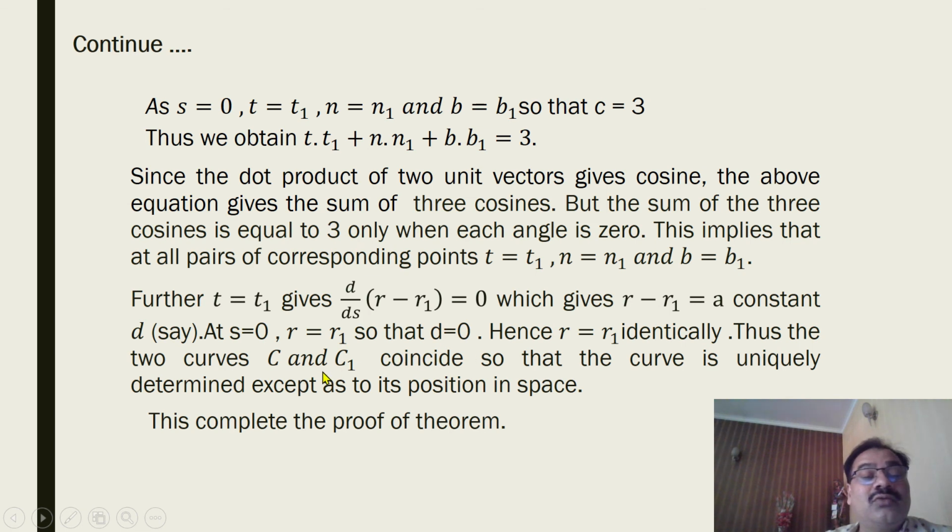Thus, the two curves C and C1 coincide, so that the curve is uniquely determined except as to its position in space. This completes the proof of the theorem.